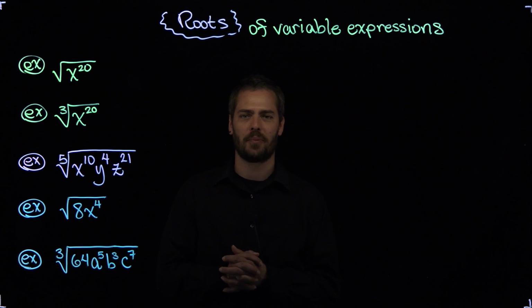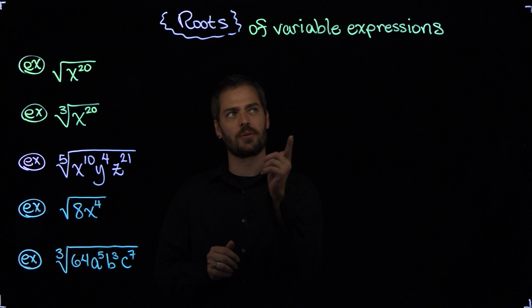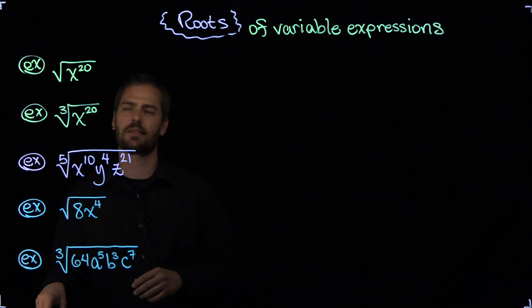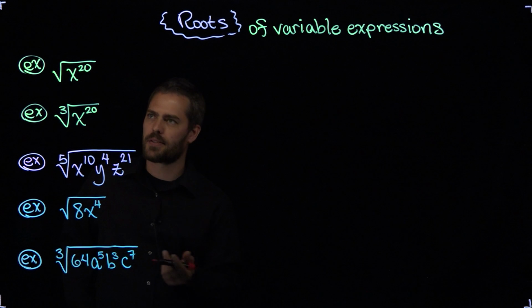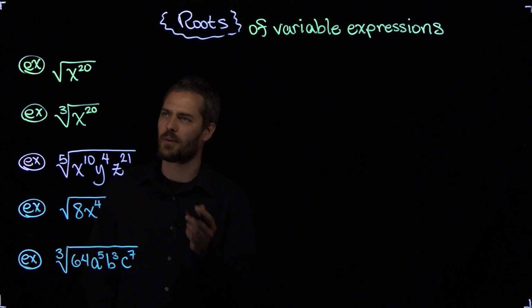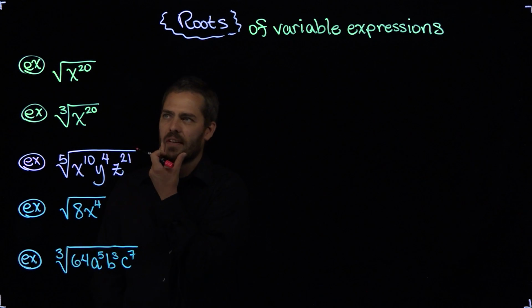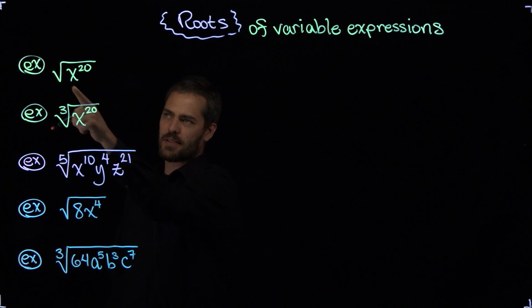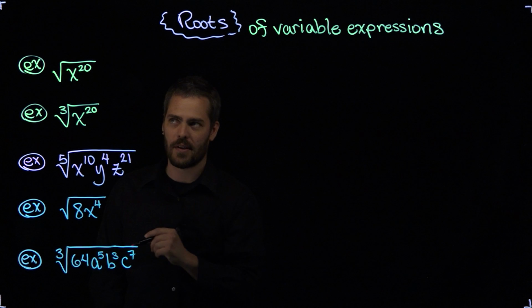Okay, so we're back talking about roots of variable expressions, and I've got a few more examples up here for us. The first one, the square root of x to the 20th, and if you watched a video previous, then you probably already have the solution to that. Remember, the index of a square root is 2, even though it's not written.